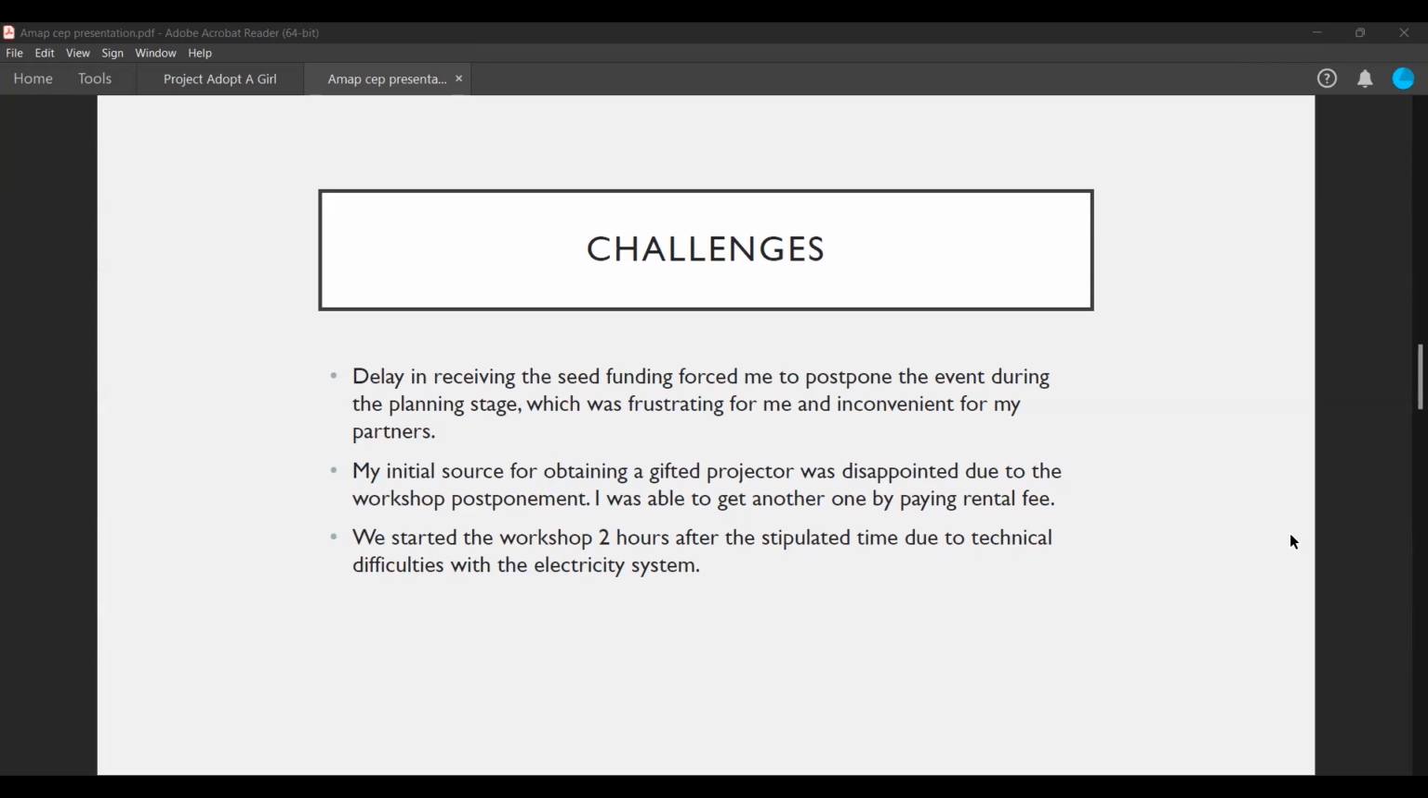And of course, I initially should have got a projector free of cost, gifted, but unfortunately, due to all these delays, I had to pay a rental fee to get it on the postponed date. That was another challenge for me. And on the day of the workshop, we started 2 hours after the stipulated time due to technical difficulties with electricity, because we were using a public school. There were challenges in getting access to electricity directly in the classroom that we used. So these are some of the challenges we faced during the project implementation.